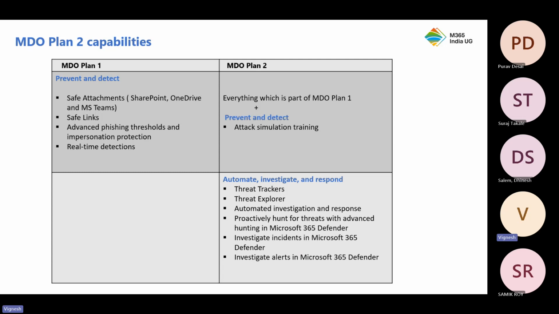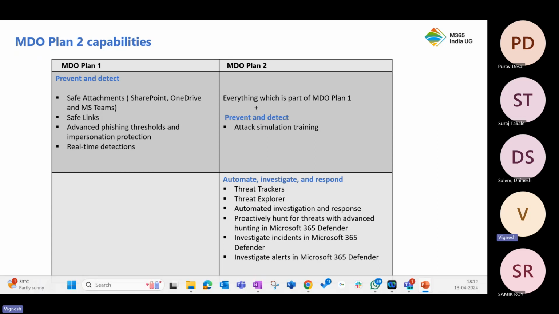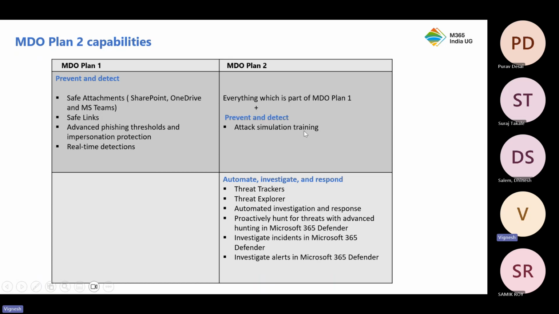Okay. So these are the Plan 2 capabilities at a very high level. In last week's session, under prevent and detect, we spoke about attack simulation training. We did a deep dive demo on what attack simulation training is all about and what it can help accomplish. And under automate, investigate, and respond, we spoke about threat trackers and also threat explorer. Today we want to spend our time and talk about automated investigation and response, advanced hunting, how to investigate incidents in Microsoft 365 Defender, and what we mean by investigating alerts in Microsoft 365 Defender. Okay, so let's move on.